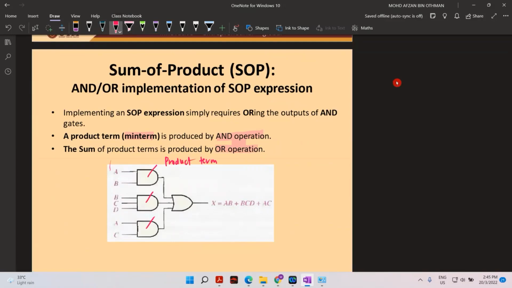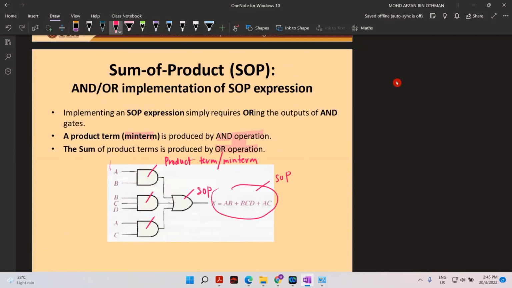Kenapa product term? Sebab dia dihasilkan daripada AND operation, ataupun sometimes we call it as min terms. When you combine these AND gates by using the OR gates, now it becomes SOP, sum of product terms. So AB plus BCD plus AC, this is a SOP form. But, okay, there is a but. This is a non-standard SOP.